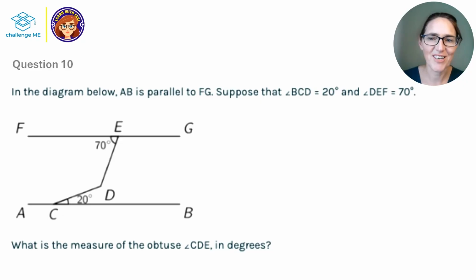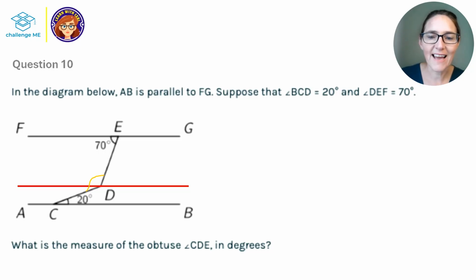Okay, on this question, in the diagram below, AB is parallel to FG. So we know that BCD is 20 degrees and DEF is 70 degrees, and they're labelled for us. We need to work out the obtuse angle CDE in degrees. Now, I've seen quite a lot of these in my time, so I know that a really good method is to put an extra parallel line on, and then you can use your angles and parallel lines rules.